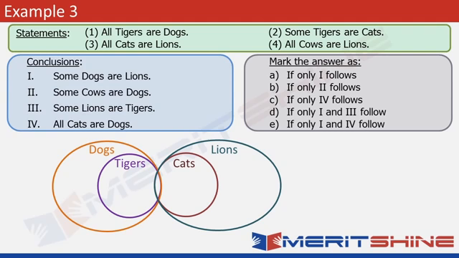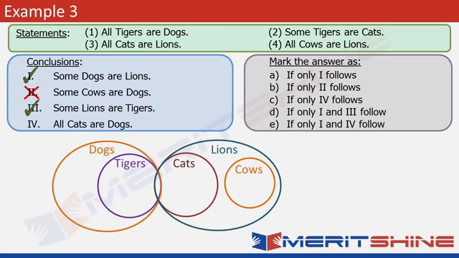All cows are lions. So it means that all cows are to be drawn within lions, something like this. We ensured that cows does not intersect with cats. They could, that's a possibility, but we do not know, so we don't put it there. So that's minimum possible overlap. Now we can answer the questions very easily. Look at the conclusions. 1. Some dogs are lions. It follows. 2. Some cows are dogs. It does not follow. 3. Some lions are tigers. Yes, it follows.